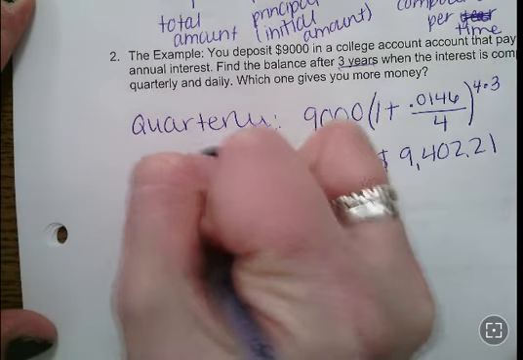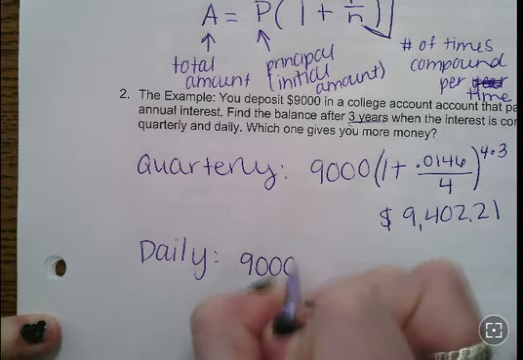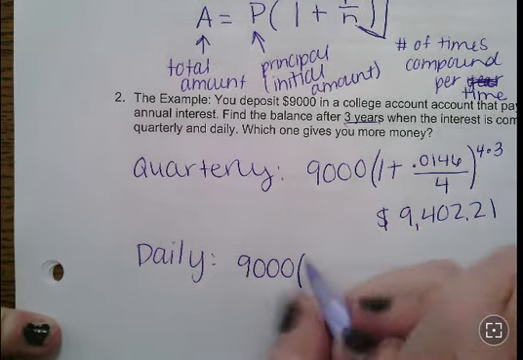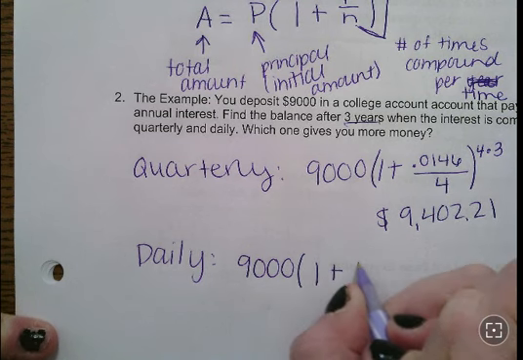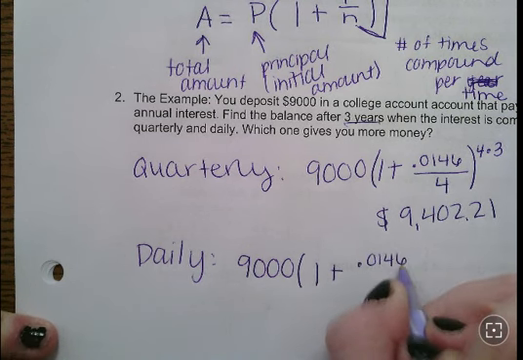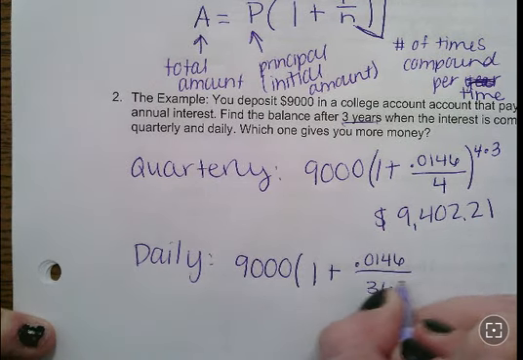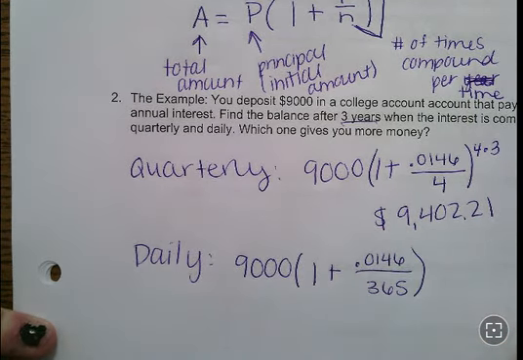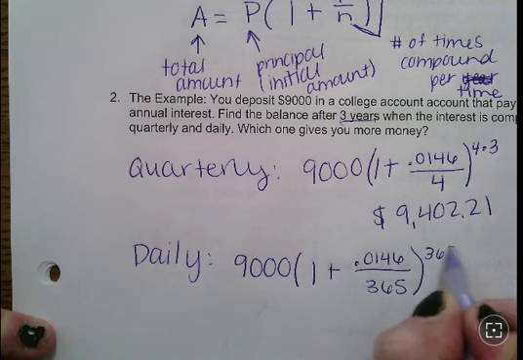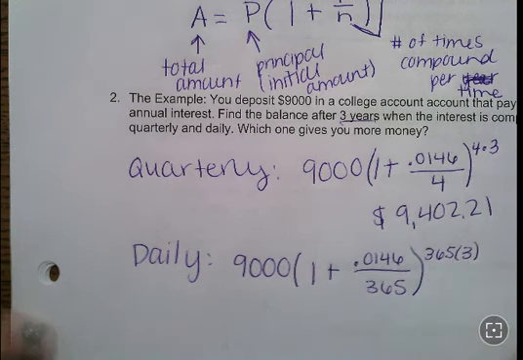Now let's look at what happens if we compound daily. So we still start with $9,000. All right, we still got 1 plus 0.0146 divided by, but this time daily. We're going to pretend it's not a leap year and that there are 365 days in the year. So we've got 365 times 3.